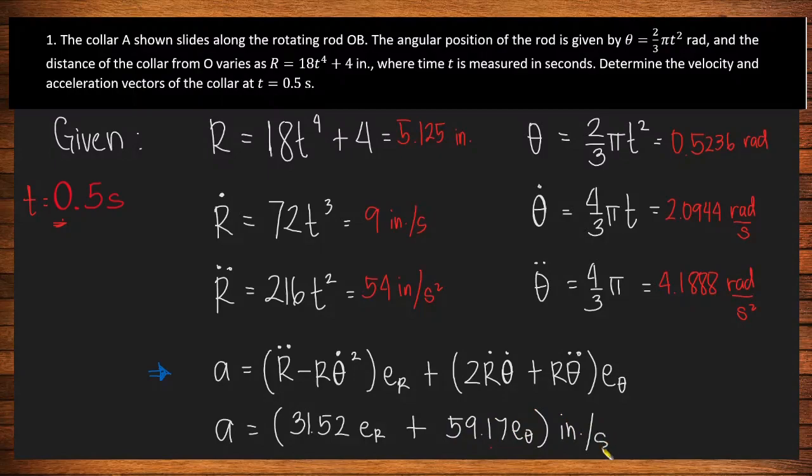So now our acceleration vector is equal to 31.52 e sub r plus 59.17 e sub theta inches per second squared.